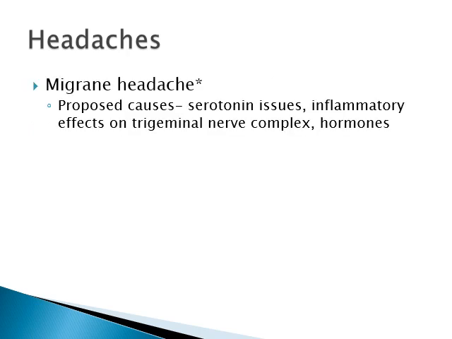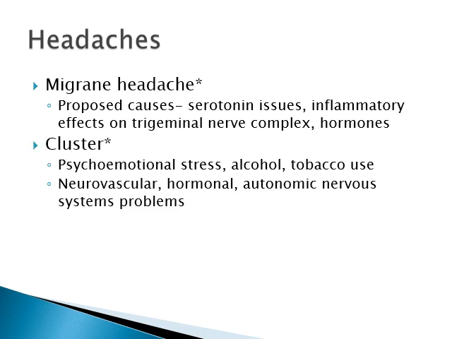Okay, headaches. There are various types of headaches that can occur, and again, the vascular system would be involved with it. There's migraine headaches. Again, there are various causes for migraine headaches, whether it's serotonin issues, inflammatory effects in the trigeminal nerve complex, or hormone fluctuations. There's cluster headaches that can be caused by psycho-emotional stress, alcohol, tobacco use. And again, here you're looking at maybe neurovascular, hormonal, autonomic nervous system problems.